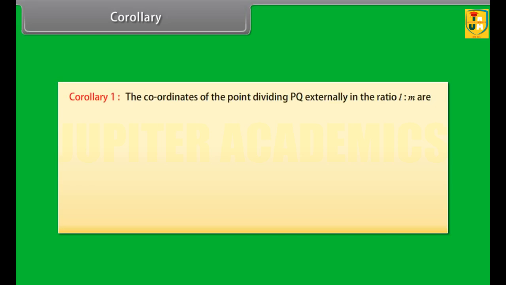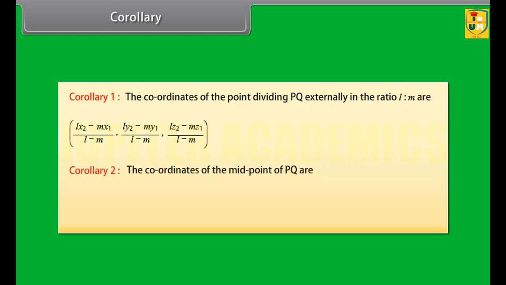The coordinates of the point dividing PQ externally in the ratio l is to m are (lx2 minus mx1) divided by (l minus m), (ly2 minus my1) divided by (l minus m), (lz2 minus mz1) divided by (l minus m). Corollary 2. The coordinates of the midpoint of PQ are (x1 plus x2) by 2, (y1 plus y2) by 2, (z1 plus z2) by 2.